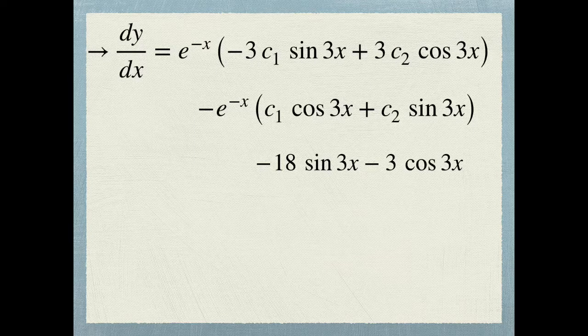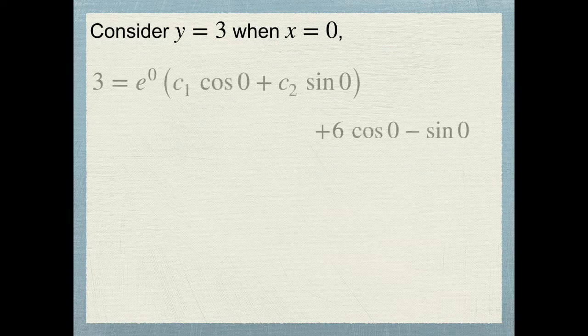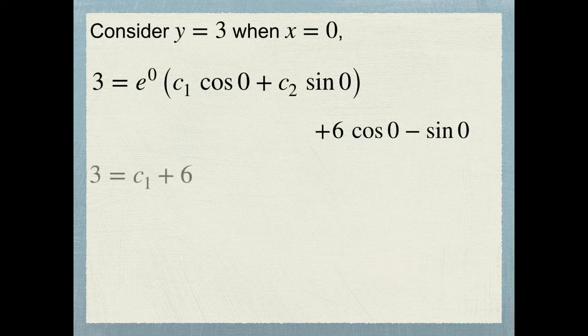Now, considering the initial condition, we already know that y will be equal to 3 when x is equal to 0. So, in equation 1, we will substitute y is equal to 3 and x is equal to 0. This gives us e to the power of 0 times c1 cos 0 plus c2 sin 0, plus 6 cos 0 minus sin 0. You know sin 0 is 0 and cos 0 is 1. So, that gives us c1 plus 6 equal to 3, which implies c1 is equal to minus 3. So, from this we have gained the value of c1 to be equal to minus 3.